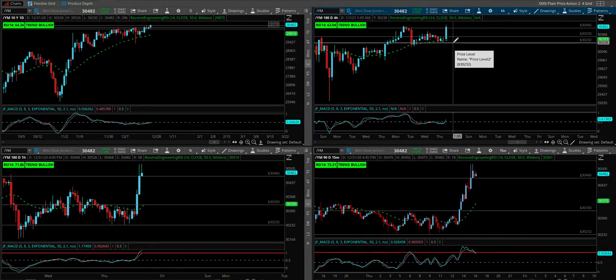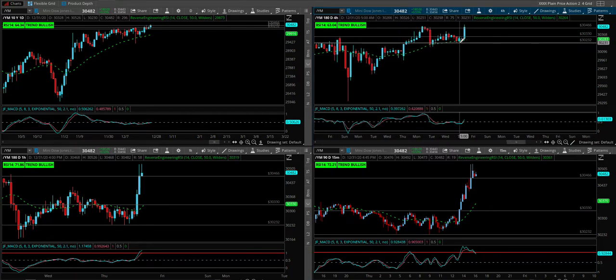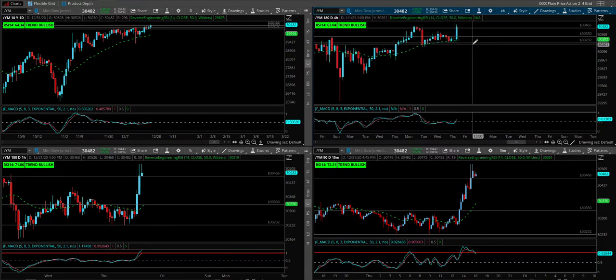Remember, support and resistance aren't exact precise levels. They're like areas. So sometimes you're going to poke a little bit below, poke a little bit above, but the general area is right here. And then you have to figure out, if you're going to use a stop loss, where do you want to put it? That depends on your risk tolerance. So how much risk are you willing to take on this trade?